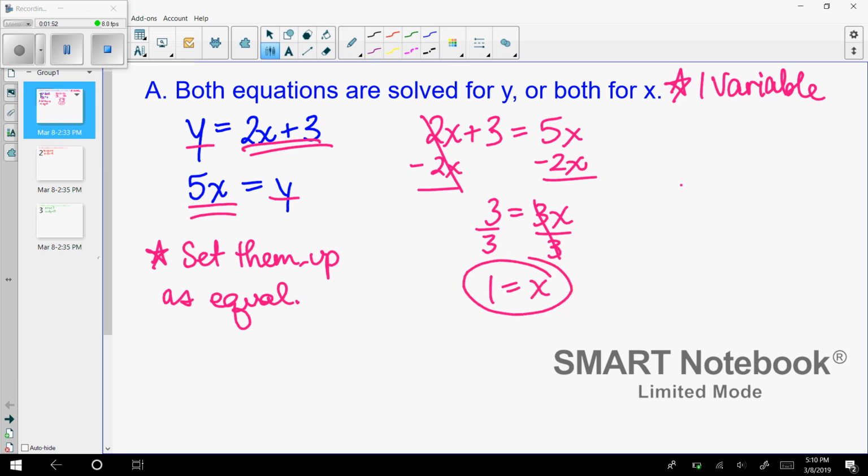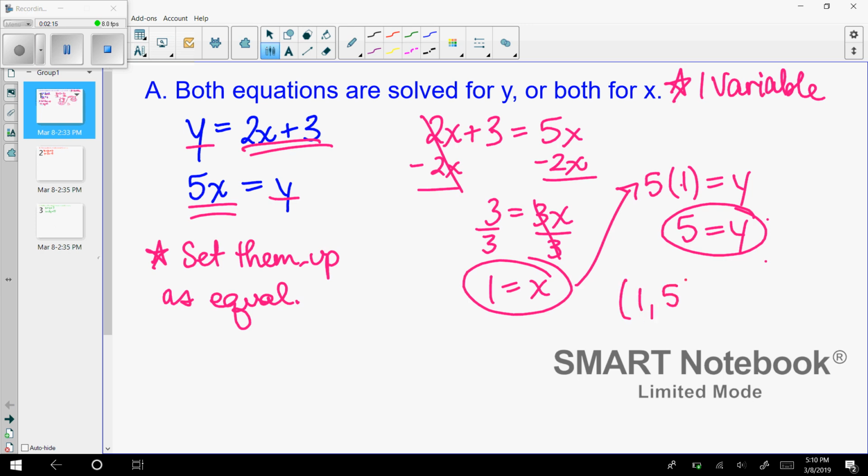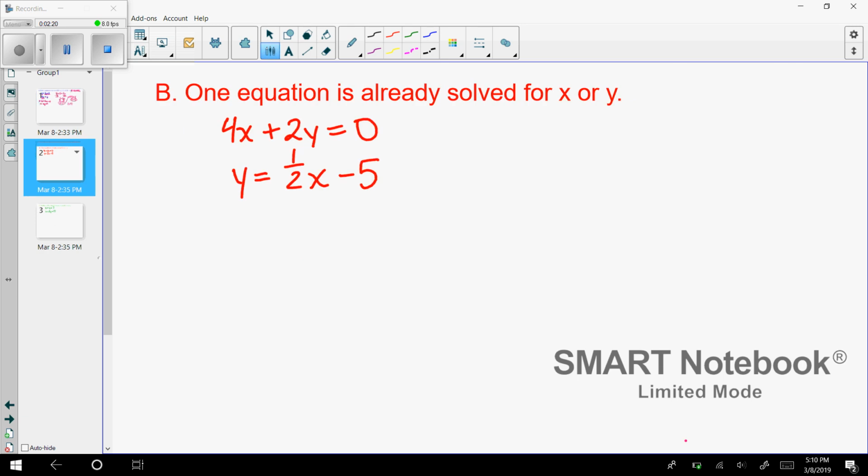So now I'm going to look at my equations again and think which of these would be the easiest to plug x into. And that's going to be 5x equals y, because I'm just dealing with really two variables. So if I move over here, 5 times 1 equals y. 5 equals y. So my ordered pair is 1, 5. And I'll show you how to do the check later on. I just want to move through these groups. So one equation is already solved for x, or y, is my next category.